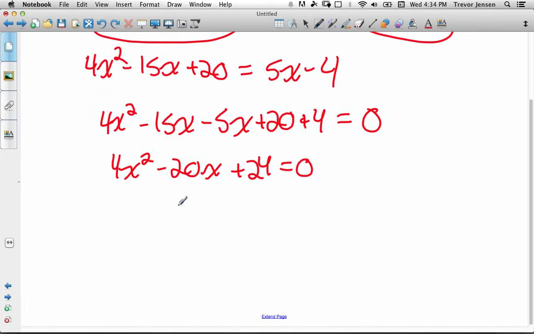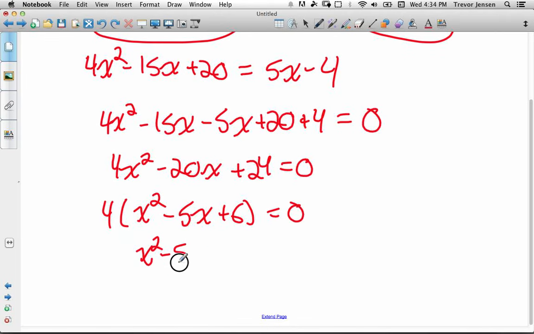We could solve using quadratic formula, or we could solve by factoring in this case. Factoring is going to be quicker this time. I'm going to common factor first. Whenever you can, common factor first. So take out a 4, because 4 is a common factor for all three terms here. Minus 5x plus 6. Then just divide that 4 to the other side, and it's gone. 0 divided by 4 is 0. So I have x squared minus 5x plus 6 is 0.